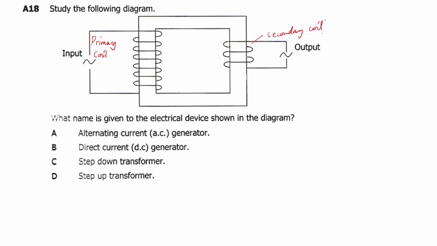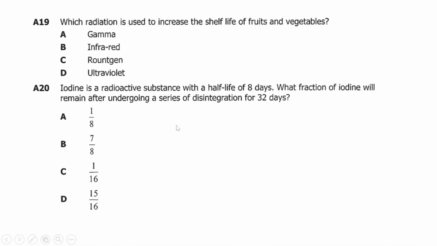coil. Now, if the primary coil has many coils, on the primary side you have more coils than on the secondary, it means the transformer is a step down transformer. As you can see, there are more coils here than here. So when they ask what name is given to the electrical device shown in the diagram, the answer is C, step down transformer.